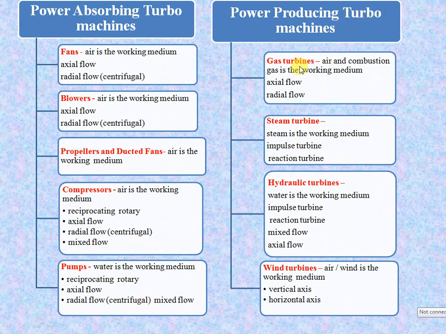In power producing turbo machines, gas turbine, steam turbine, hydraulic turbine and wind turbine are the different examples. In a gas turbine, air and combustion gas is the working medium, and axial flow and radial flow types of gas turbines are used. In a steam turbine, as per the name, steam is the working medium. In a hydraulic turbine, water is the working medium, and impulse, reaction, mixed flow and axial flow types of turbines are used. In a wind turbine, air or wind is the working medium, and vertical axis and horizontal axis type windmills are used.